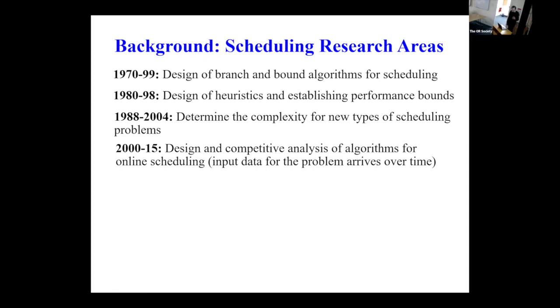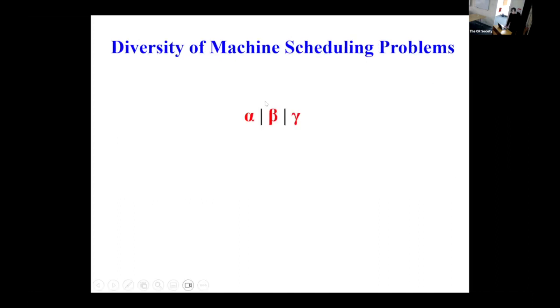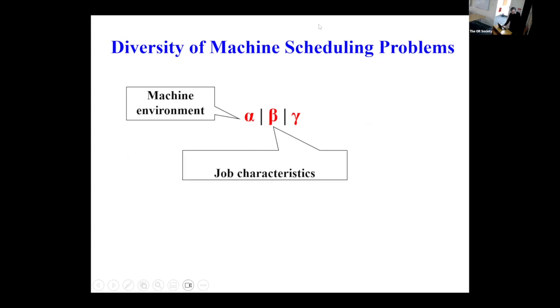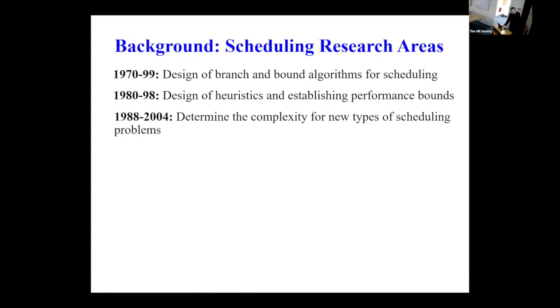And people try and do competitive analysis for it and see how the quality of the solution that you get by your online algorithm compares to the quality of the solution you would get if you had all the information available at time zero and you could create an optimal solution. Sorry, I mentioned that slide too quickly.